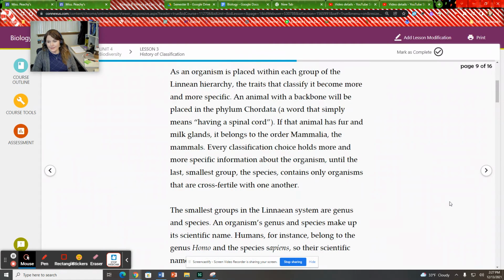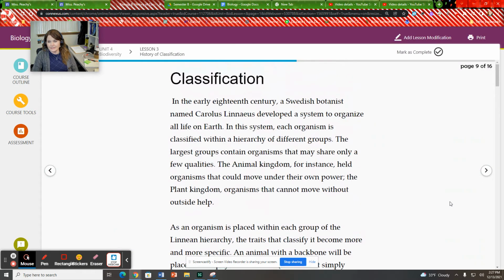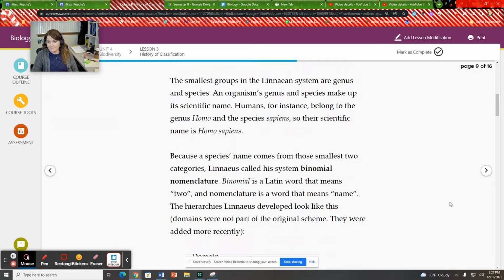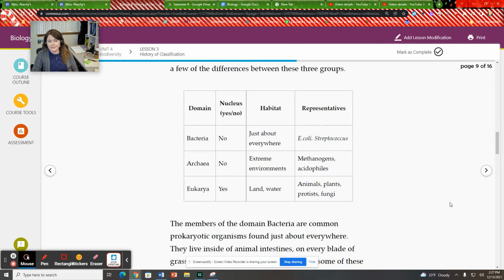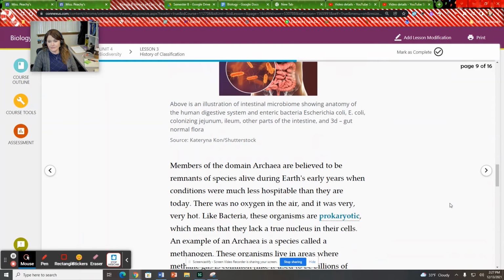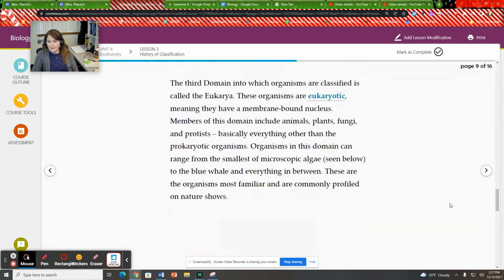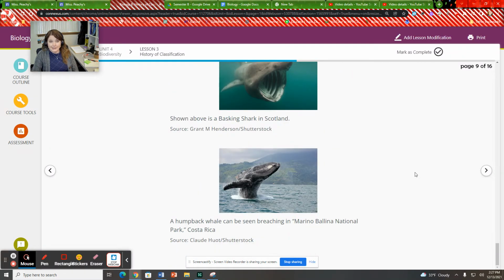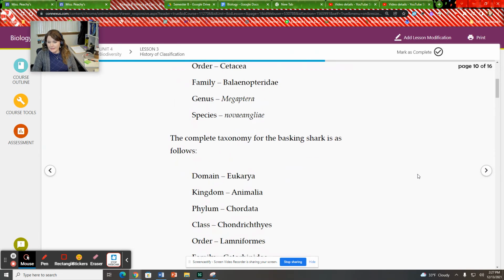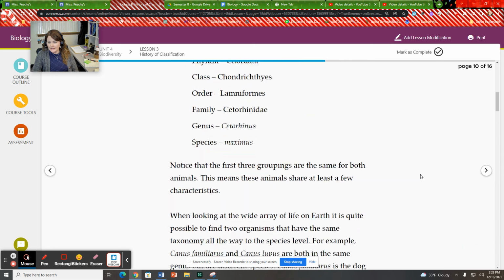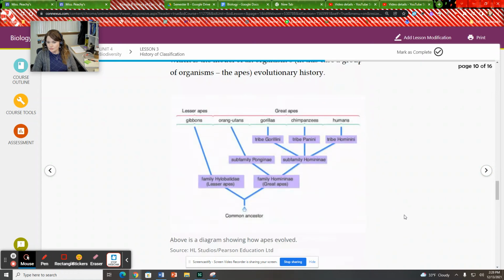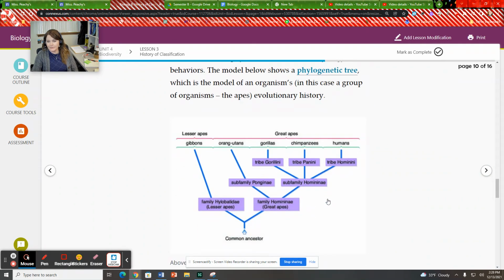Again, this is where I'm talking about there's a lot of redundancy. It's going to go back and talk about Linnaeus and the Linnaean system of classification, binomial nomenclature. This is, I think, the same exact information that was found in the previous lesson, so I'm not going to go through this. The humpback whale versus the basking shark. Again, I think it's just the same slide here, comparing humpback whale to basking shark. So I'm going to skip this slide too. Oh, I don't want to skip it because now it brings up this picture.